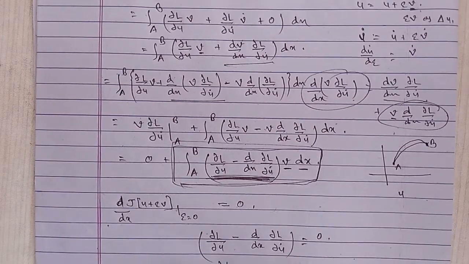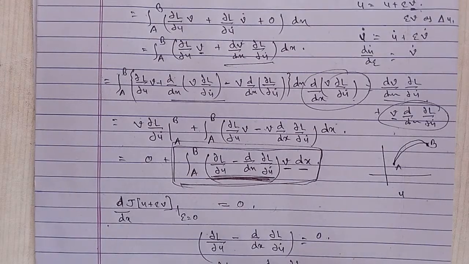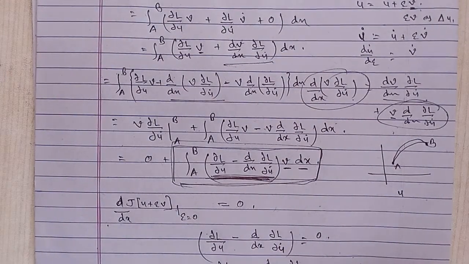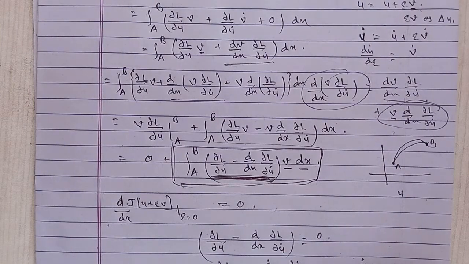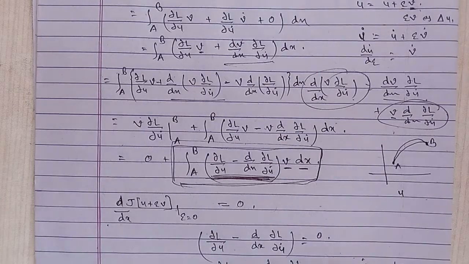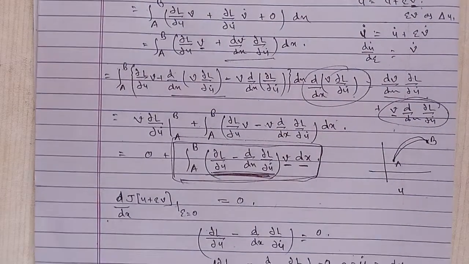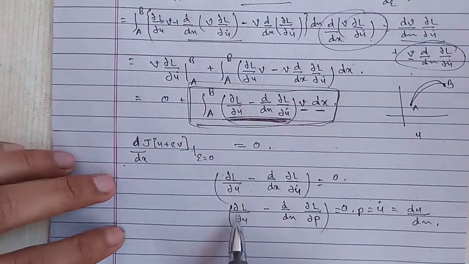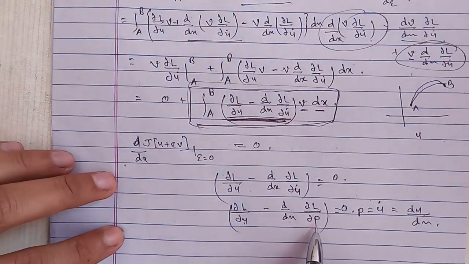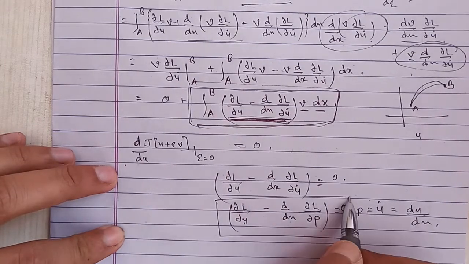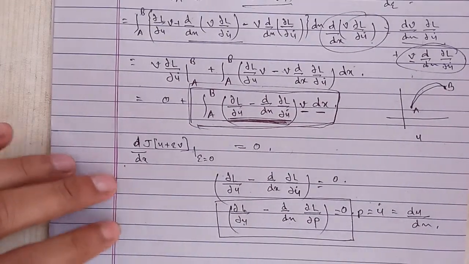Some people write it as dL by du minus d by dx of dL by dp, considering u dot to be p, where u dot equals p equals du by dx. So at the extreme value of the functional, dL by du minus d by dx of dL by dp equals 0, and this is known as the Euler-Lagrange equation.